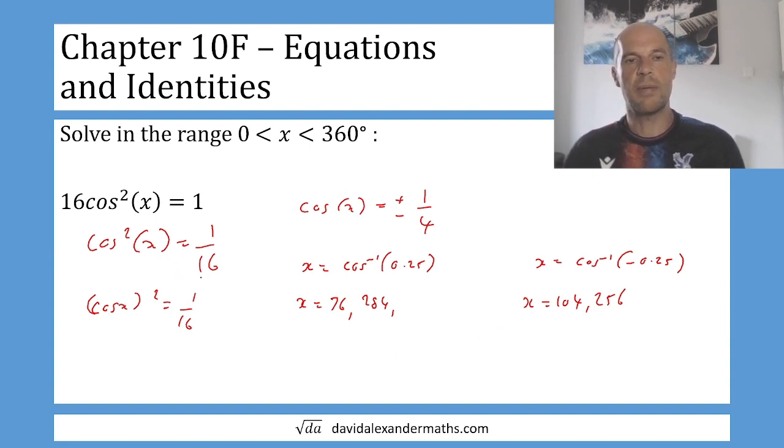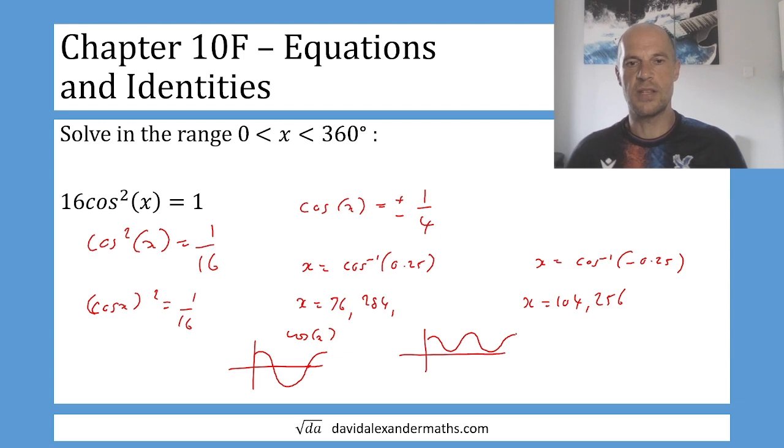So we need to be thinking about, well, what does cos squared x even look like? Well, we know that cos of x looks like that. So if this is cos of x, what is cos squared x? Well, remember, when you square something, anything negative will be made positive. So cos squared x looks like this between 0 and 360. So this is cos of x all squared, or cos squared x.